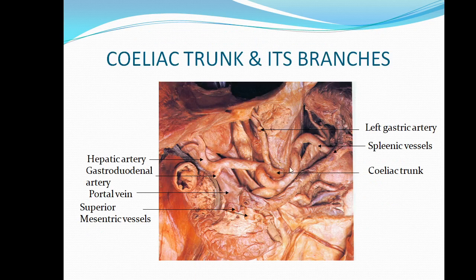This dissection has been done to explore the celiac trunk and its branches. And here you can see the celiac trunk. It is very small, about 1 centimeter in length, and takes origin from the abdominal aorta at the level of L1. On either side of the celiac trunk lies the celiac ganglia, which forms the celiac plexus of nerves, which is sympathetic nerves, and gives sympathetic fibers which pass along with the splenic artery and reach the spleen.